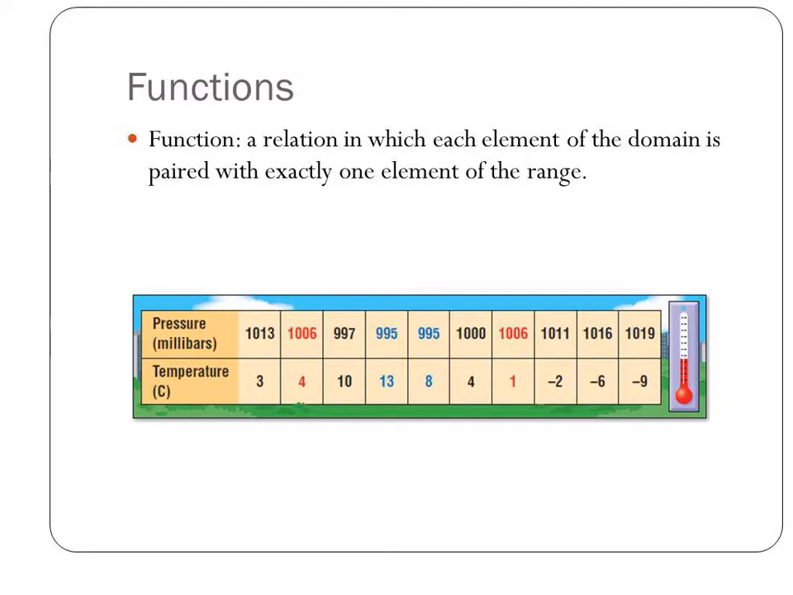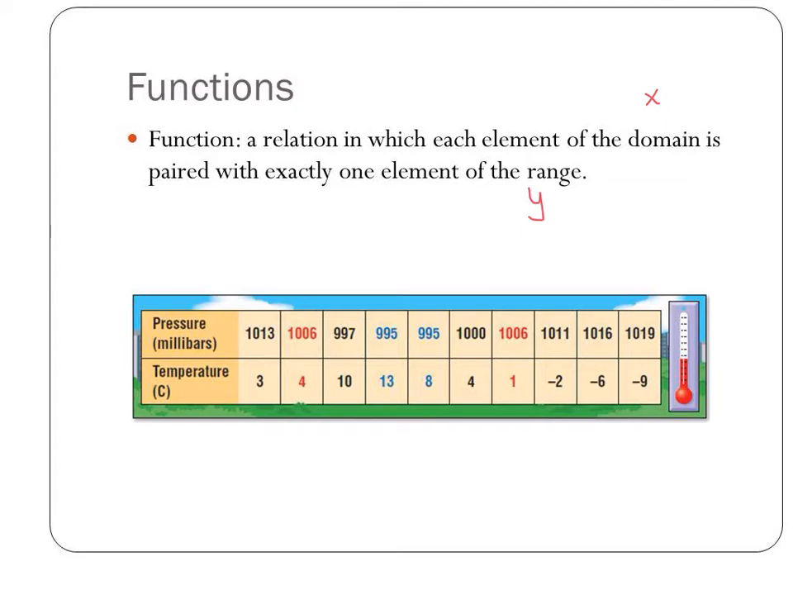A function is a relation in which each element in the domain is paired with exactly one element in the range. So remember from 3.1, a relation is a set of ordered pairs. And so your domain is your x values and your range is your y values. So one way of saying this is that every x has just one y.